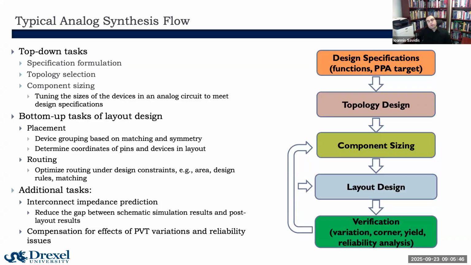Now turning more towards the analog design flow, we can, similar to the digital domain, consider a general flow that includes 5 primary stages. Tasks themselves fall into either a top-down or bottom-up design flow. The top-down tasks can include specification formulation, topology selection, and component sizing, basically design tasks prior to the physical layout. And then the bottom-up tasks, which are typically layout dependent, include placement and routing.